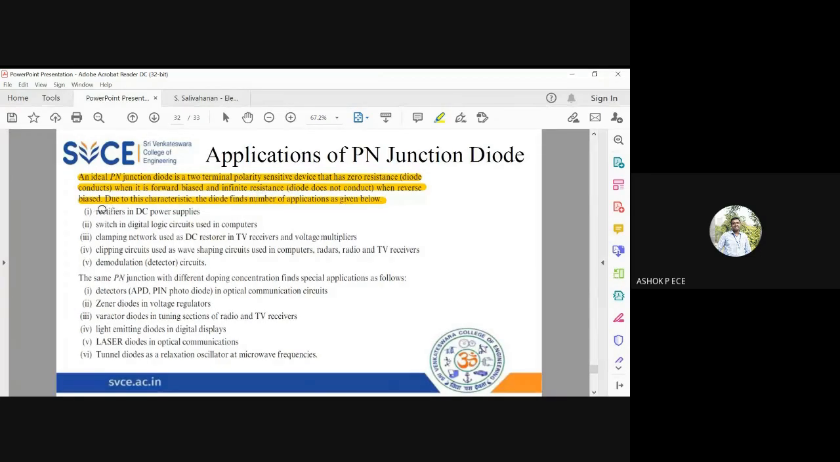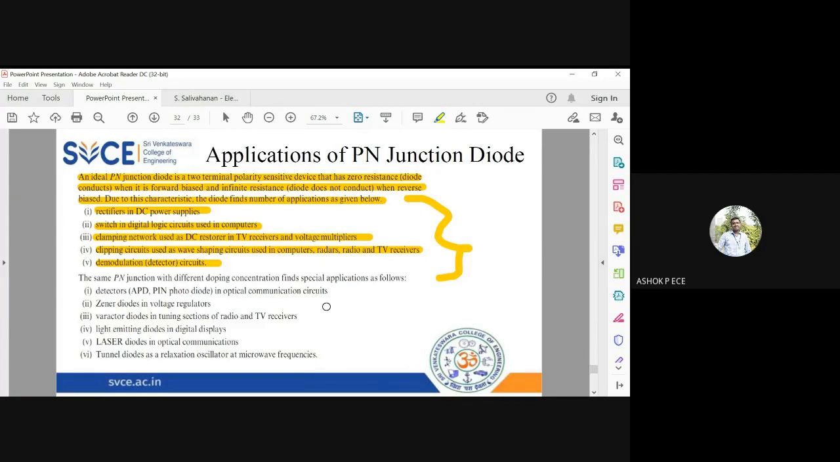Other than that, it is also used in rectifiers. It is used as a switch in computers, in clamping networks, and clipping circuits. All these are different applications which you will be reading in subsequent higher semesters. I don't want to explain them in depth because each one is a separate concept. For now, understand that you have so many applications of PN junction diode.